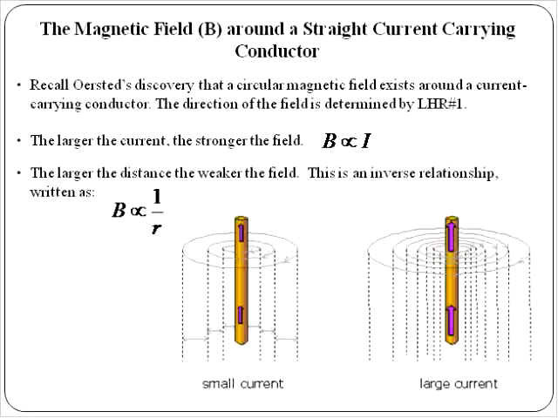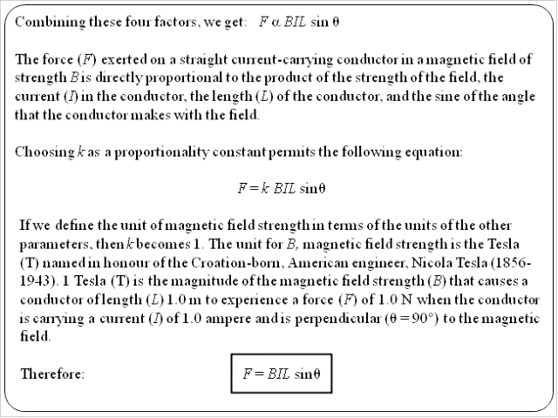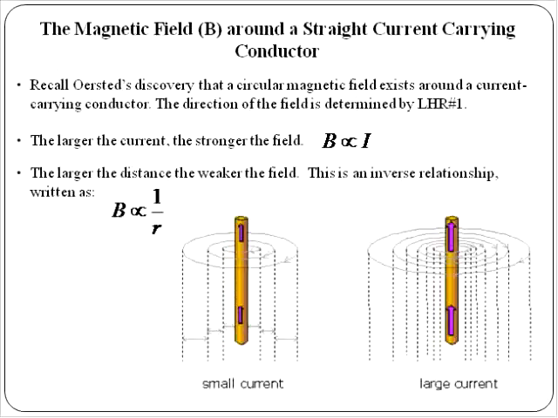So here it is. B is the field strength. I is the current. L is the length. Theta is the angle, but it's the angle between the magnetic field lines of the permanent magnet and the line of the conductor. In other words, the direction that the electrons are flowing. The angle between that. Perpendicular is your maximum force.